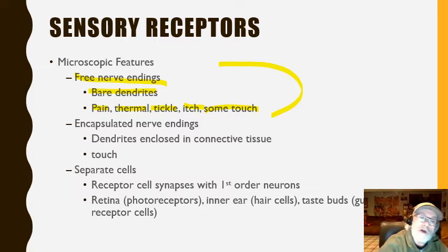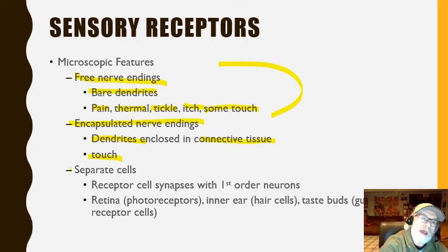We also have what are called encapsulated nerve endings. Basically, instead of having a free nerve ending that's just sitting out there blowing in the wind, we have dendrites that are enclosed in a little connective tissue capsule. Okay, they're surrounded by a connective tissue capsule. And this is what we see with touch. These are much easier to see when we start to look at skin. I'll show you some examples of some of these Meissner's corpuscles in just a little bit. And basically, these are called encapsulated nerve endings.